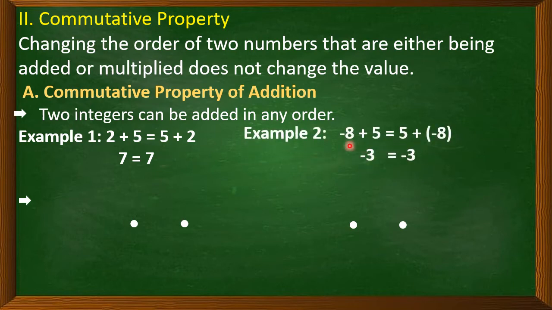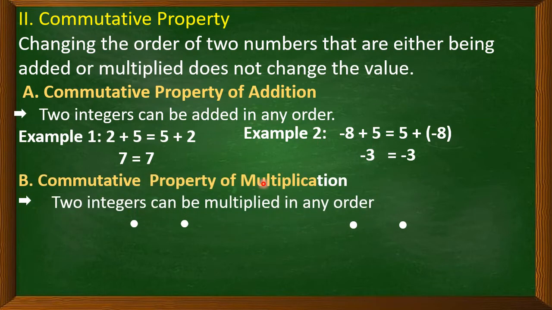Example number 2. Negative 8 plus 5 is just the same as 5 plus negative 8. In here, negative 8 is the first addend, while on the other hand, 5 is the first addend. But the two have the same sum, which is equal to negative 3. So, changing the order does not change the value.